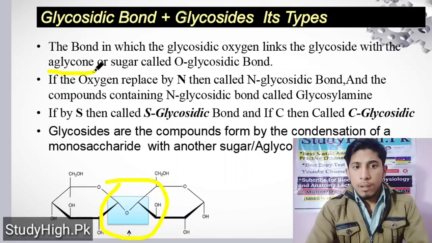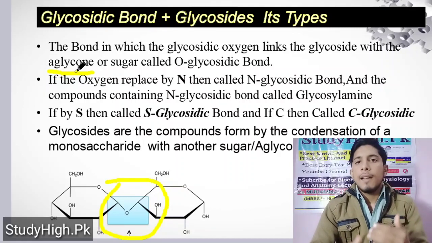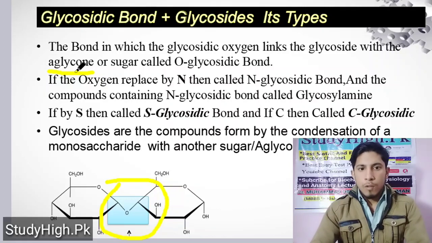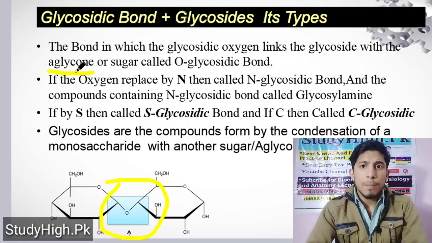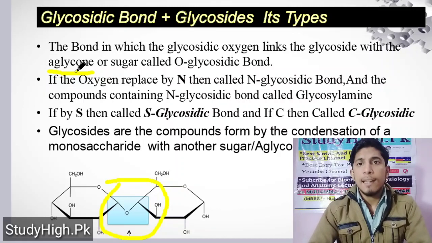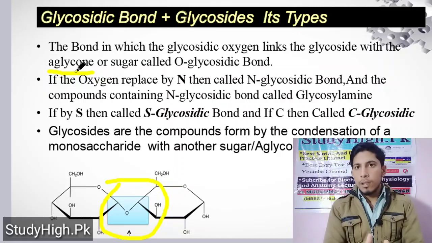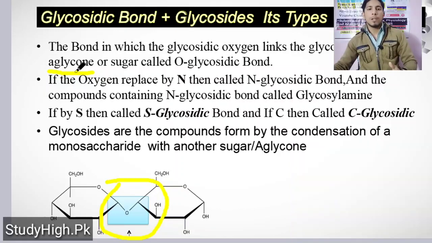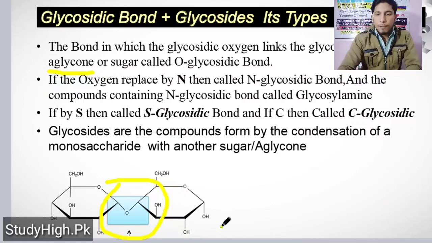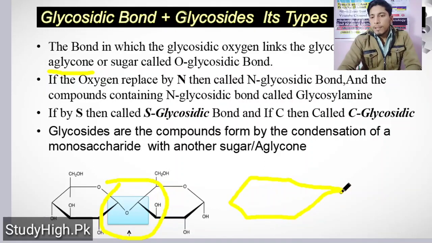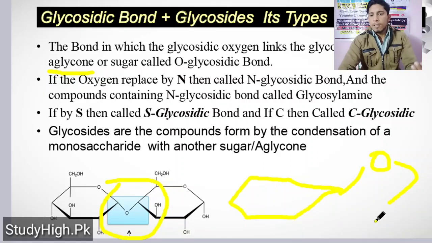Glycone means sugar and aglycone means anything other than sugar. So the glycosidic bond can be present between a sugar and another sugar, or one is sugar and the other may not be sugar, like an aglycone. Like if this is a monosaccharide, a sugar, it combines through a glycosidic bond with another thing that is a steroid or an alcohol, anything. So aglycone means anything other than sugar.